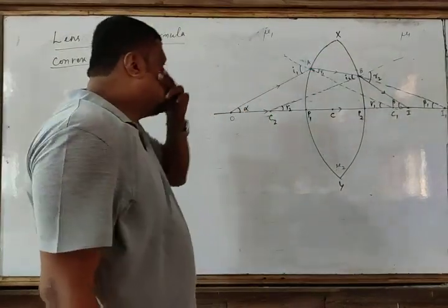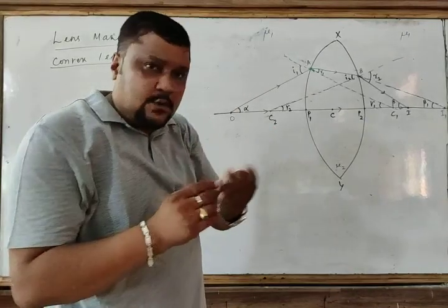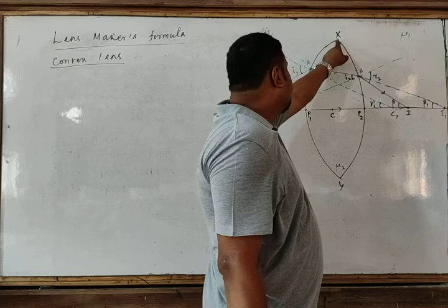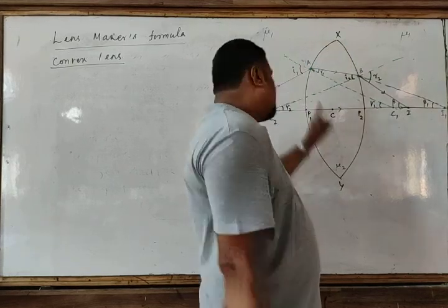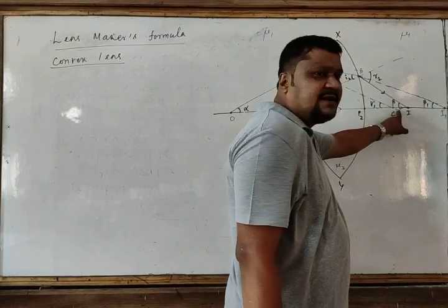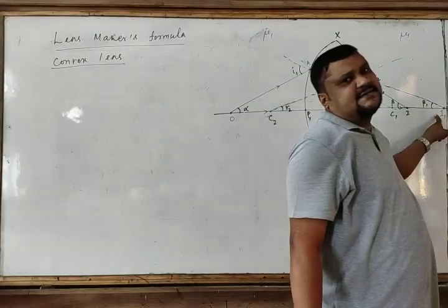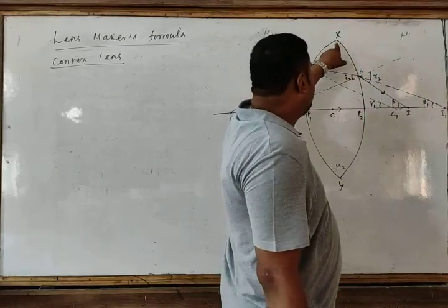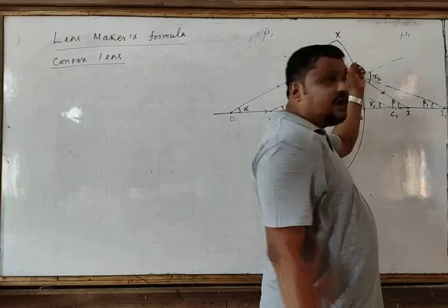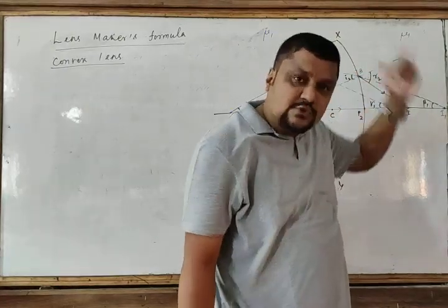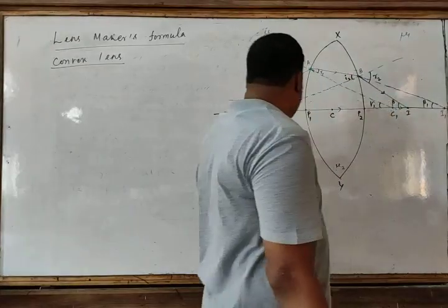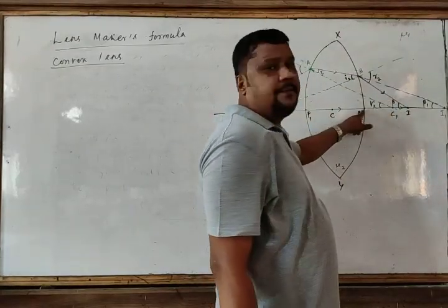Clear? We will do it in two ways, in two steps. One, first the refraction I will consider for the curved surface xp1y. For that, O is an object. For this surface, C1 is the center of curvature, and I1 is the image. Next step I will discuss the refraction at the surface xp2y, where I1 is a virtual object, I is a real image with center of curvature C2 and pole P2.